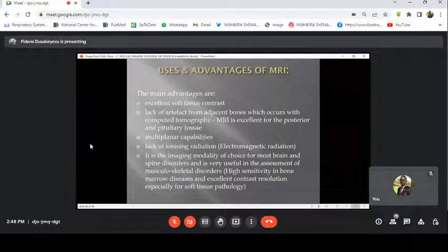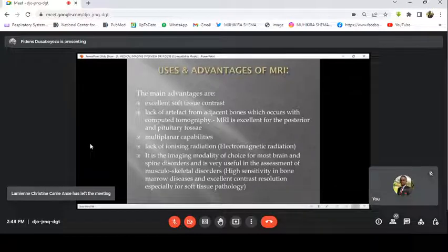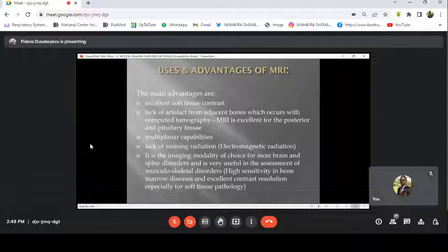And it has high sensitivity in bone marrow, not bone cortex, bone marrow disease. Remember that CT scan is very good in bones, scanning bones, but for bone marrow, MRI is better than CT or any other modality because it has excellent contrast resolution, especially for soft tissues.